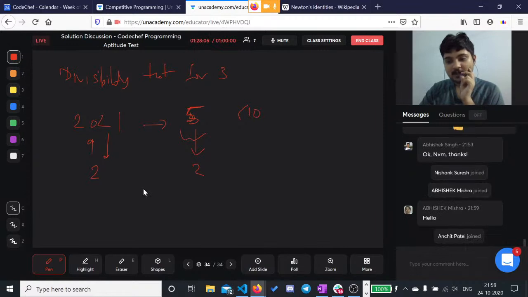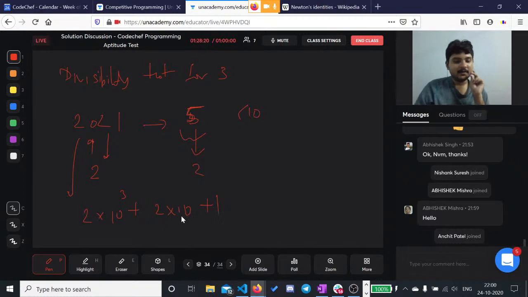The reason is that you can write 2021 as 2 into 1000 plus 2 into 10 plus 1, right? And the remainder when 10 is divided by 3 is 1, because 10 is 3 into 3 plus 1. So you can replace all the 10s with 1s, and in the eyes of the remainder when divided by 3 they are the same. This is because 10 modulo 3 is 1.